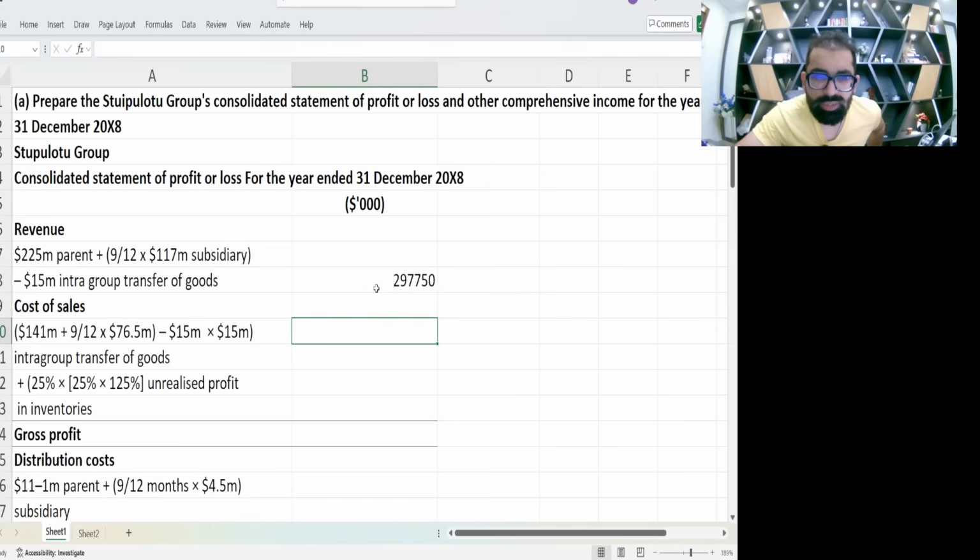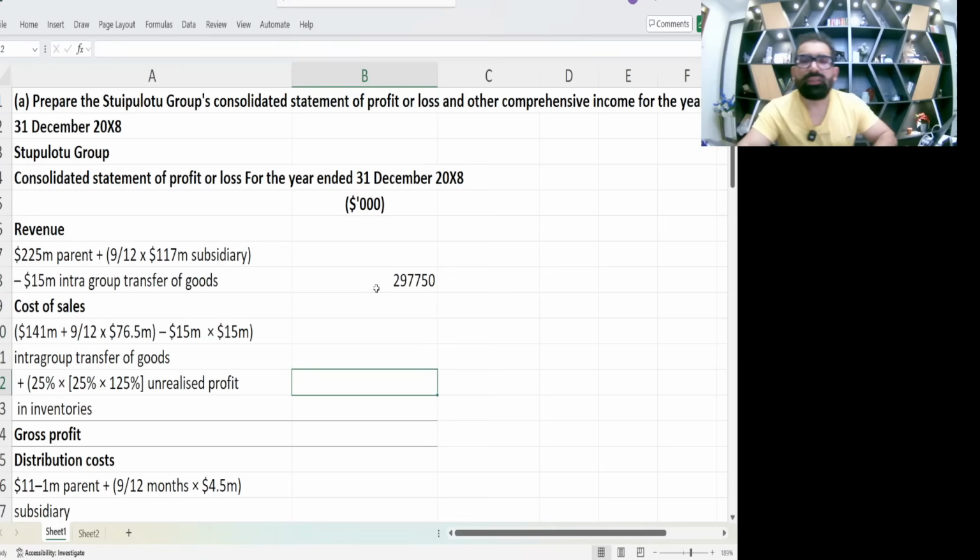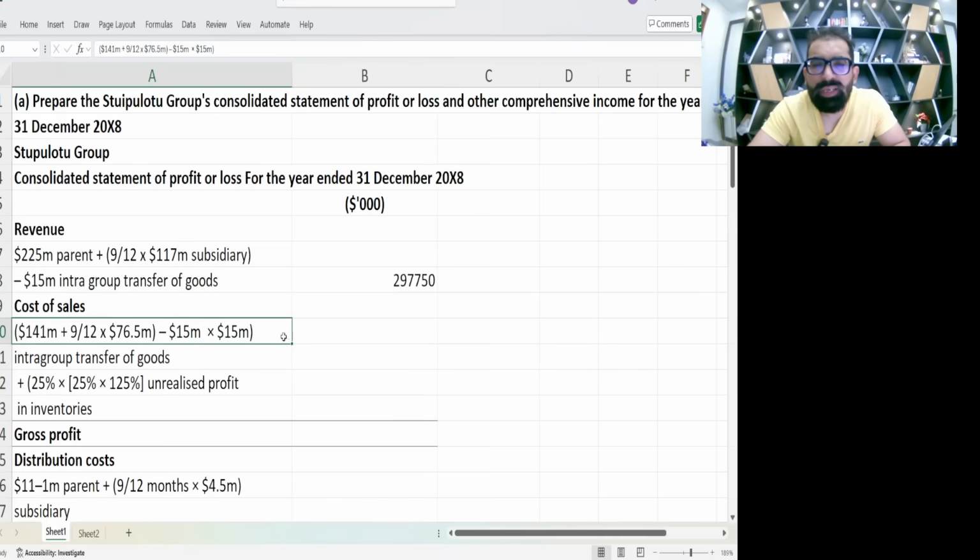Then you have cost of sales. How do you do cost of sales? First of all, 141 million is the cost of sales of the parent company. Complete parent company cost of sales will come. Then the subsidiary company cost of sales will be 76.5 million into 9 upon 12. Then there is an intercompany transaction, the S2P sale, so this 15 million will also be deducted from sales and cost of sales.